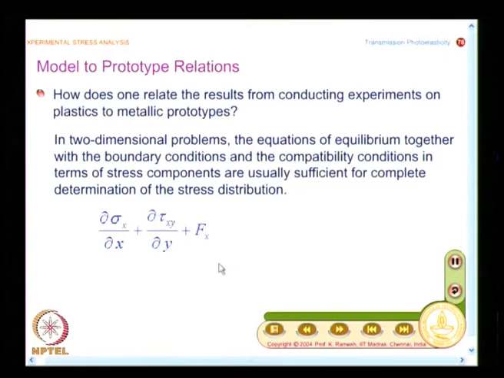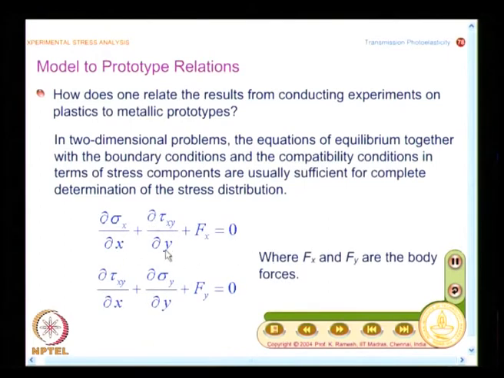And how does the equilibrium condition look like? The equilibrium condition is like this. You all know ∂σx/∂x plus ∂τxy/∂y plus fx equal to 0, where this is the body force, and you have ∂τxy/∂x plus ∂σy/∂y plus fy equal to 0. I have used the equality τxy equal to τyx while writing this expression.